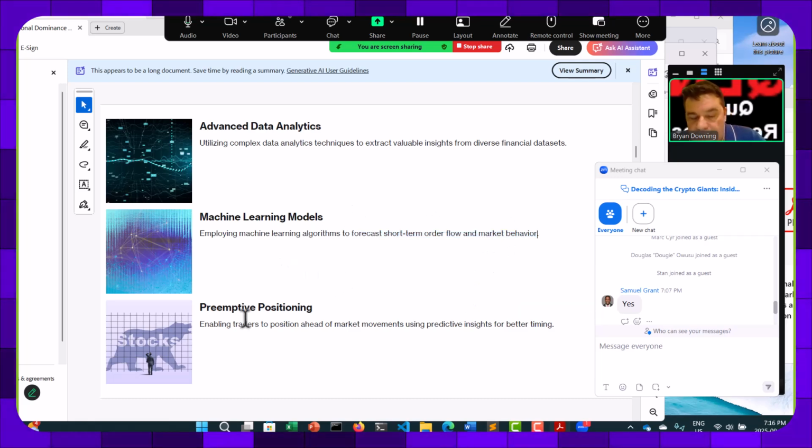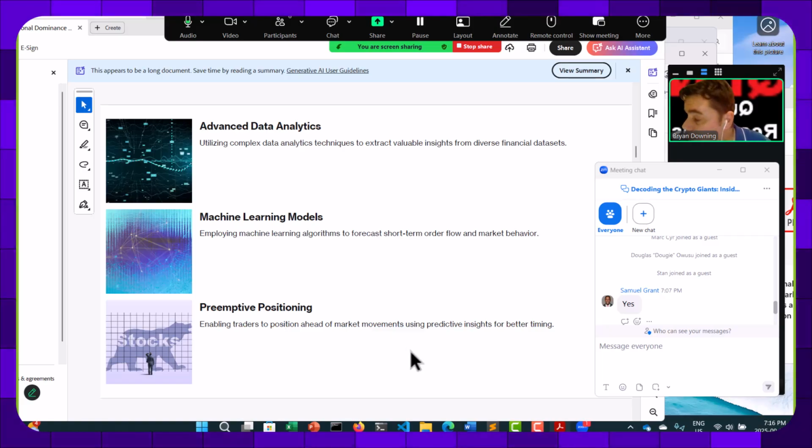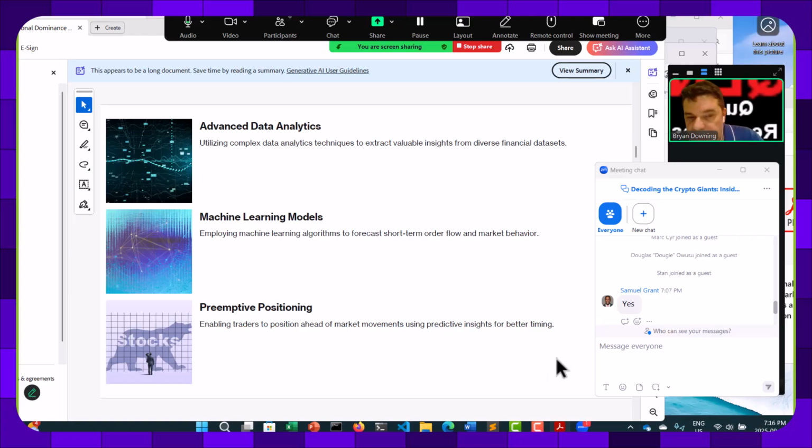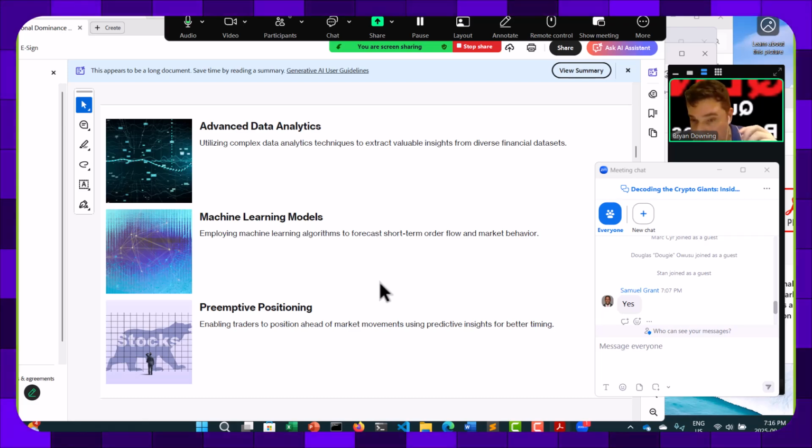The other thing that they're doing is enabling the traders, or what you'd call auto traders, to position ahead of those forecasted market movements, using the predictive insights for better timing. So they're forecasting where the market will go. They'll forecast the pricing, where that pricing will be. And this is all done, as I said, at a very split-level nanosecond speed.